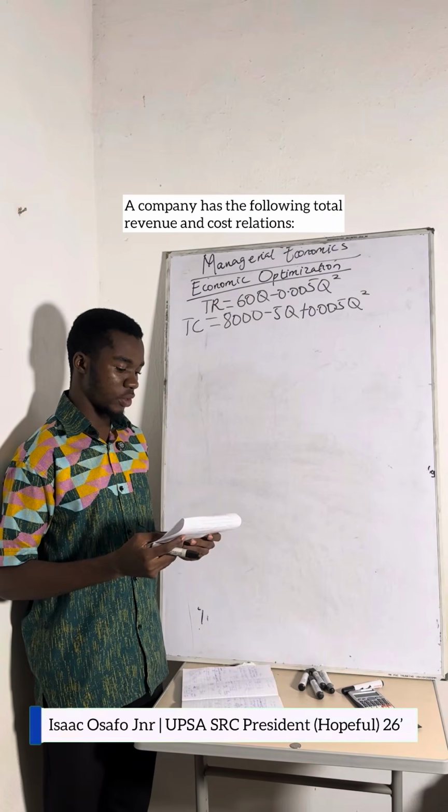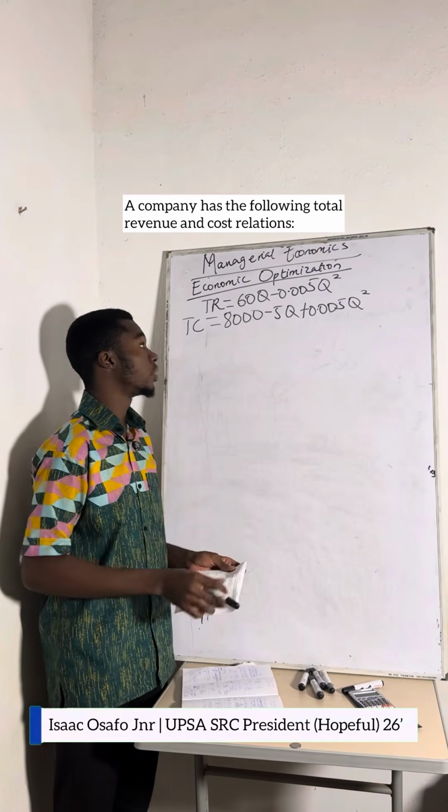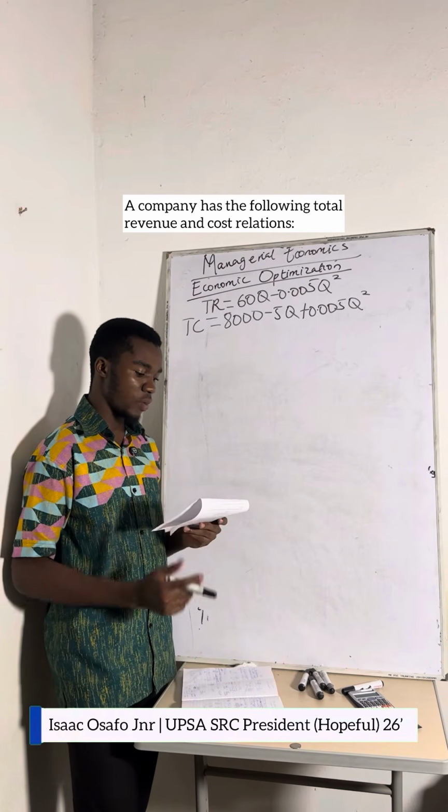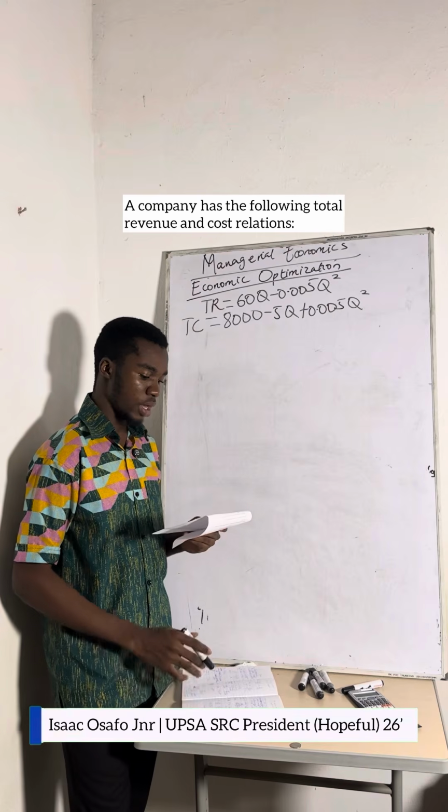Let's solve this managerial economics question together. So we have a question on economic optimization. I'm going to read the question. The question says that a company has the following total revenue and cost relation.